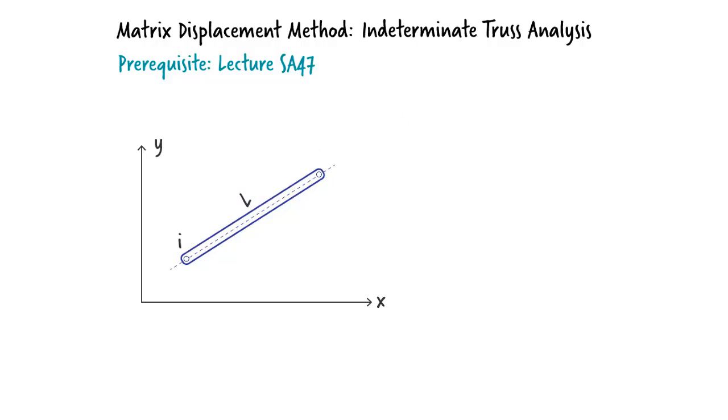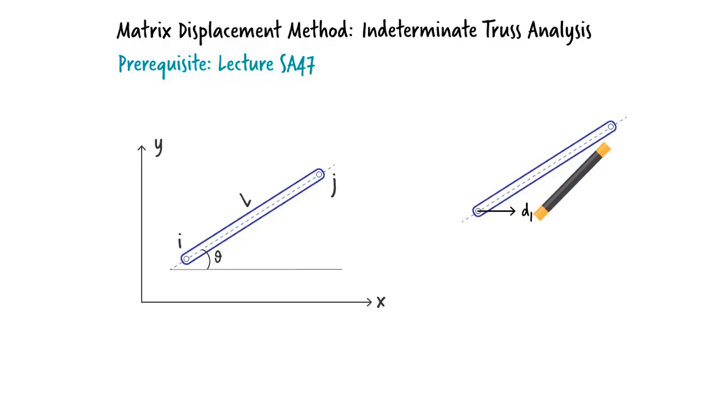Let's label its ends I and J and label the angle that the member makes with the x-axis theta. Since the member is part of a larger structure and that structure is being displaced, we can assume that joints I and J are undergoing displacement as well. I am going to show the displacement at each joint in terms of its x and y components, like this.